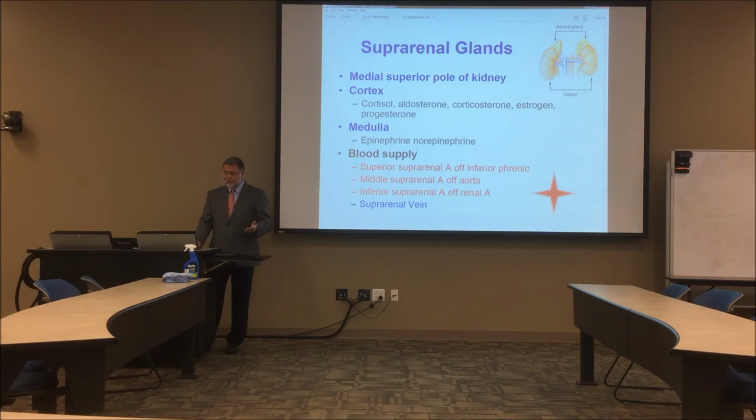The blood supply for the suprarenal glands is important because one of them comes from the inferior phrenic artery. So the superior suprarenal goes off of the inferior phrenic artery, and then you have a middle suprarenal that comes directly from the aorta, and one inferior suprarenal that comes from the renal artery. The suprarenal vein is going to go out of the kidney.